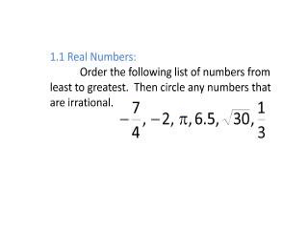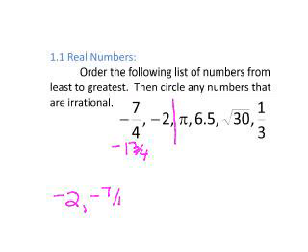Okay, so the first thing we were going to look at is how to order a list of numbers. First of all, I'm going to separate the positives from the negatives. Here I have two negative numbers on the left side. Negative 7/4 as a mixed number is negative 1 3/4, so I know that negative 2 is smaller. So we start with negative 2, and then negative 7/4. All the other numbers are positive, so they're going to come after that.